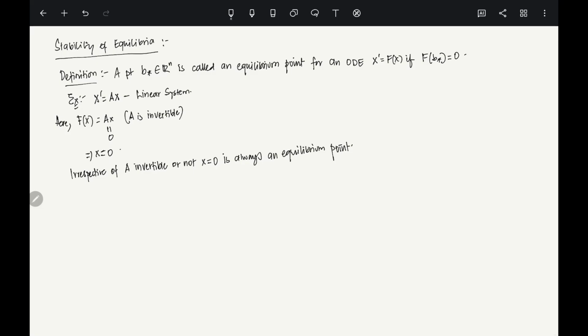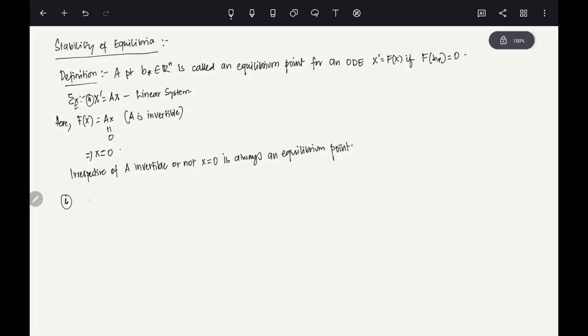Now, for a non-linear system, it may happen that 0 is not an equilibrium point. There can be points other than 0, it can be 0 also, or it may happen that there is no equilibrium point which is 0. So basically anything can be an equilibrium point. Let's look at one example.